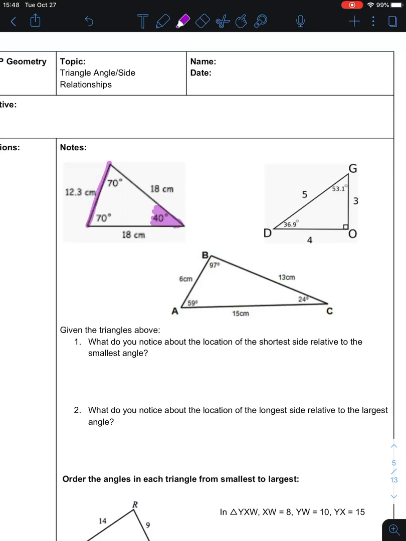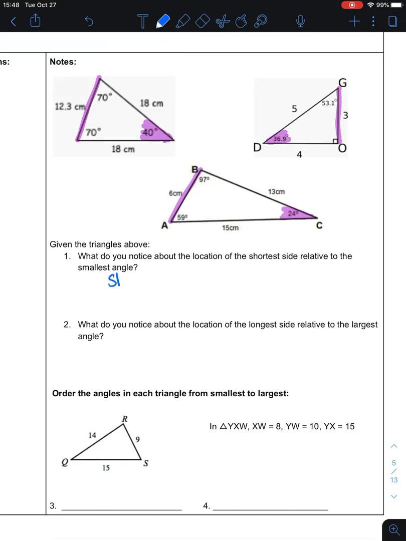This is my smallest angle, and this is my shortest side. I can see that by the measurements that are labeled. In this next picture, my smallest angle is this 36.9 degree angle, and my shortest side is this side, GO, which has a length of 3. And then in triangle ABC, my smallest angle is 24, and my shortest side is this side length of 6 centimeters. Now what I notice is that every time my small angle is opposite from that shortest side.